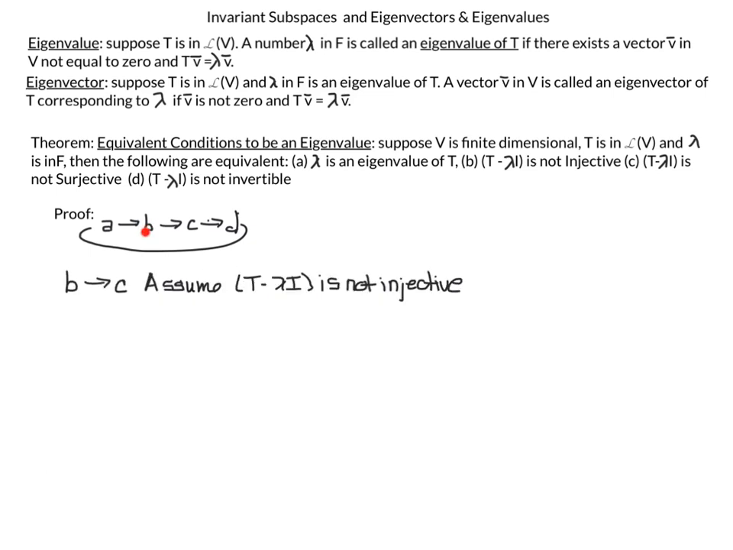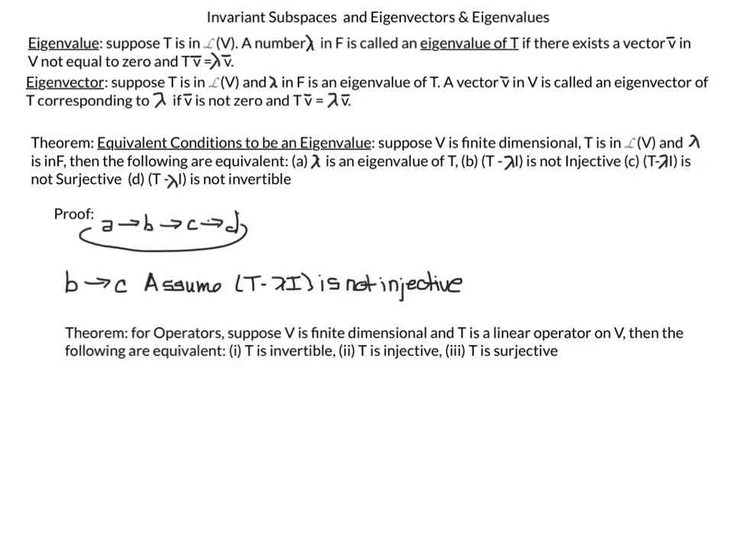The next part of our proof will be B implies C. That is, we're going to assume B, T minus lambda I is not injective, and we will prove that T minus lambda I is not surjective. But we had this theorem earlier for operators. Suppose V is finite dimensional and T is a linear operator on V. Then the following are equivalent: T is invertible, T is injective, T is surjective.